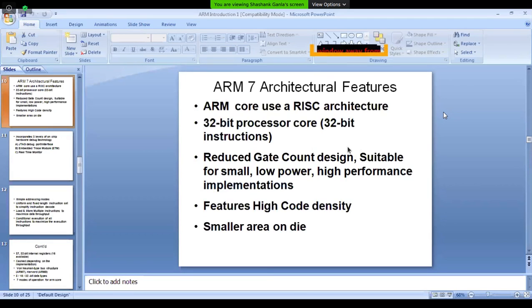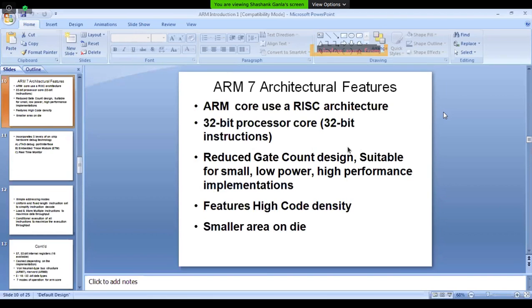Next, ARM features high code density. High code density implies that the ARM architecture supports two instruction sets. One is the 32-bit instruction set named the ARM instruction set. The other is the 16-bit instruction set named the thumb instruction set, which is half the size of an ARM instruction. If an application written using ARM instructions takes 100 instructions, that is 100 times 4 bytes per instruction, so the total size is 400 bytes.